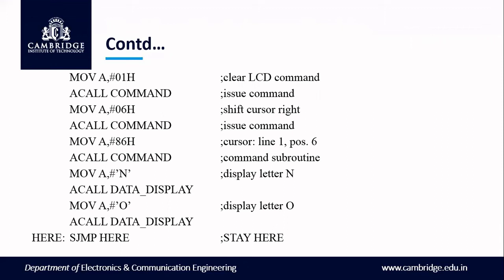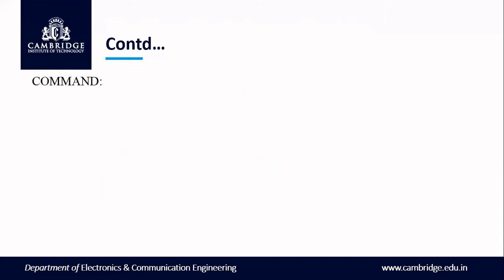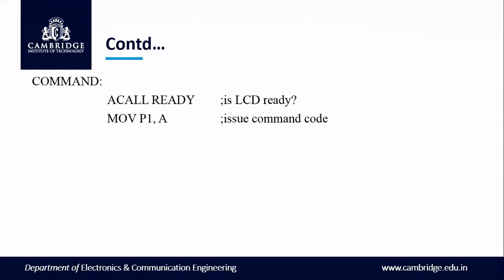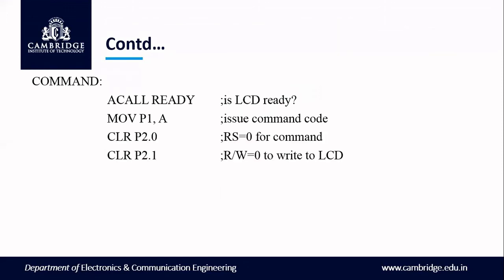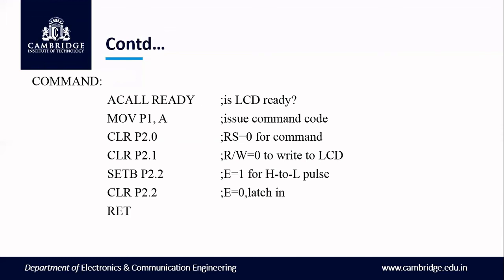So whenever you enter into the subroutine command, here you are checking a call ready. Ready means whether your LCD is ready or not. First you are checking. If it is ready, then you are sending this command code. Then it will be written onto the port. Then you will be making RS as 0. Same thing. Again, you are writing a command code, so RS should be 0. Again, you are writing onto the LCD, so the read write pin should become 0. Then you give a high pulse onto the LCD, so it will be written. Then when you come back, I will return to the main code.